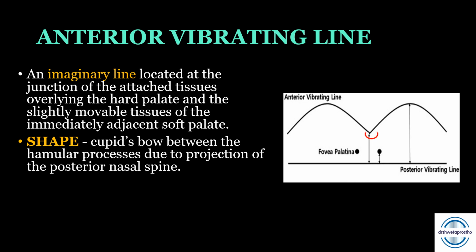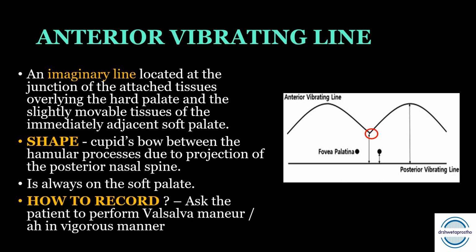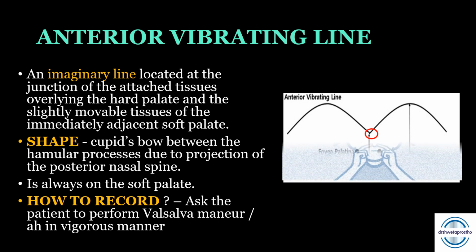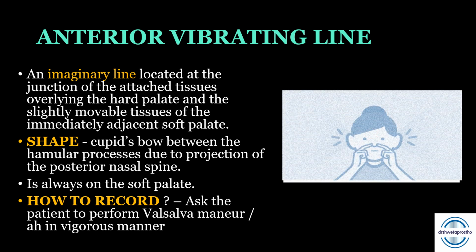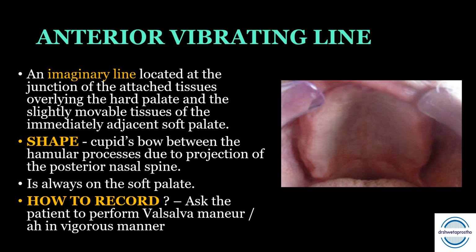Another multiple choice question and a viva question: it always lies on the soft palate. Now, how do we record the anterior vibrating line? It can be located when we ask the patient to perform the Valsalva maneuver. What is that? The patient is asked to close his nostrils firmly and gently blow through the nose. Or we can ask the patient to say "ah" in a short, vigorous burst.